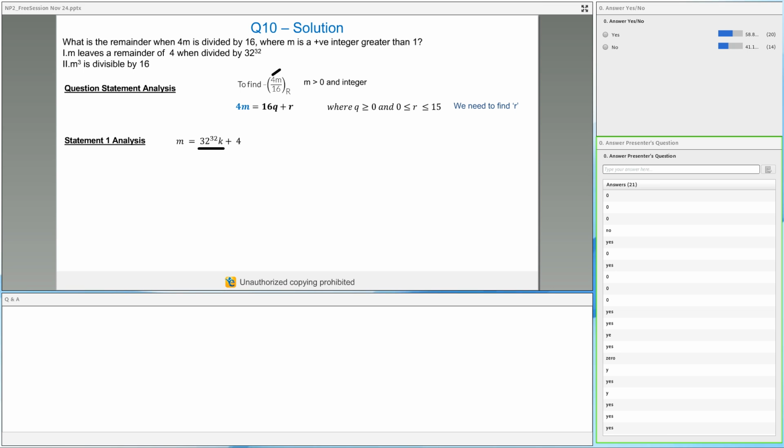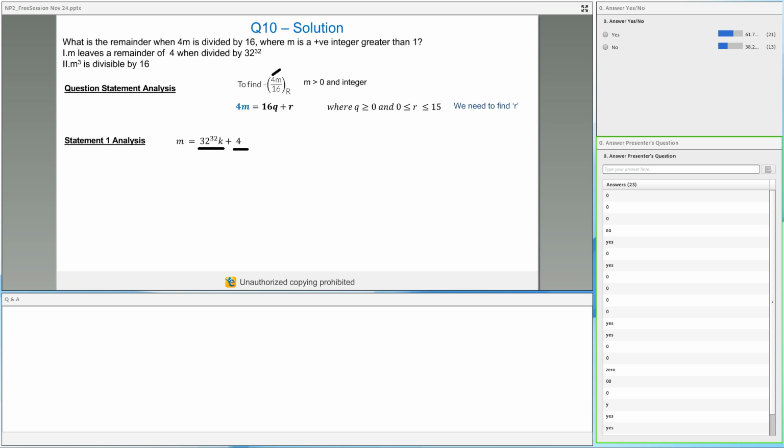This is especially for people who are saying the answer is no. I'm asking them. Those of you who are saying yes, absolutely, I'm sure you understand this. The remainder is 0. When 4 is divided by 4, what is the remainder? When 4 is divided by 4, the remainder is 0 once again. So when m is equal to 32 to the power 32k plus 4 is divided by 4, the remainder is 0. If the remainder is 0, then that definitely means that m is a multiple of 4.